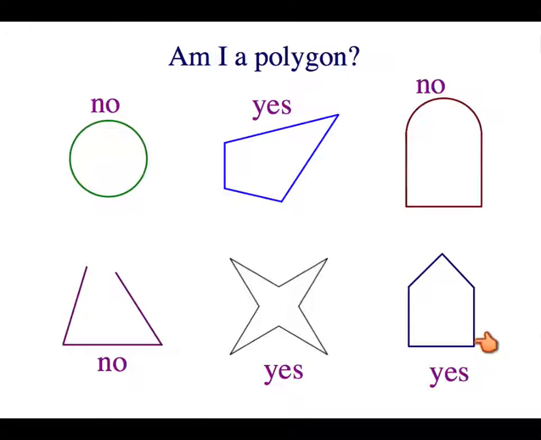I bet you remembered the name too. Pentagon. 1, 2, 3, 4, 5 sides. It looks like a little house or a tent. That's a polygon. Straight sides, and it's closed.